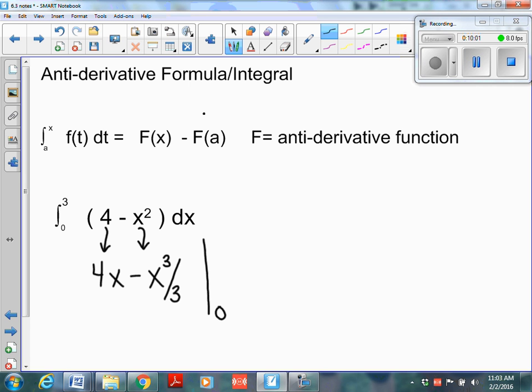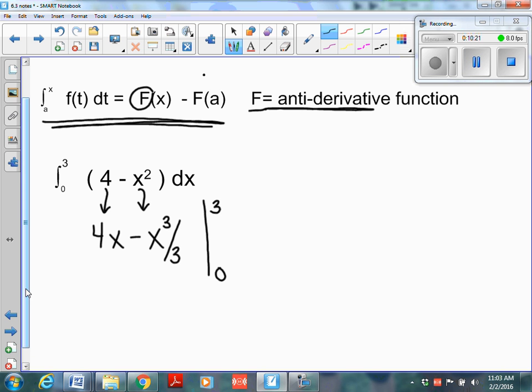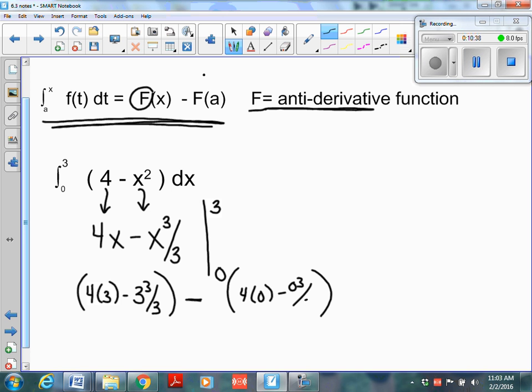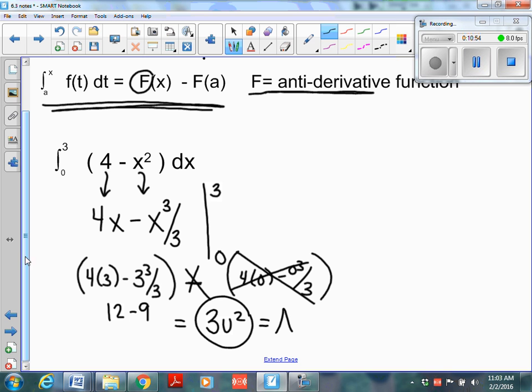You make a straight line and you put 0 to 3. And all they're saying is this is the formula to find the derivative. The big F stands for the antiderivative. So 4x is really the big F, and then x cubed over 3 is the other big F. And you take the top minus the bottom, so you plug 3 in both spots, and now you have to subtract the value at 0, so you plug 0 in now. And you're going to end up with all this canceling out. So 12 take away 9 is equal to 3 units squared. And that's how you find the antiderivative, or, really important, this is how you find the area under the curve. Okay, next part.